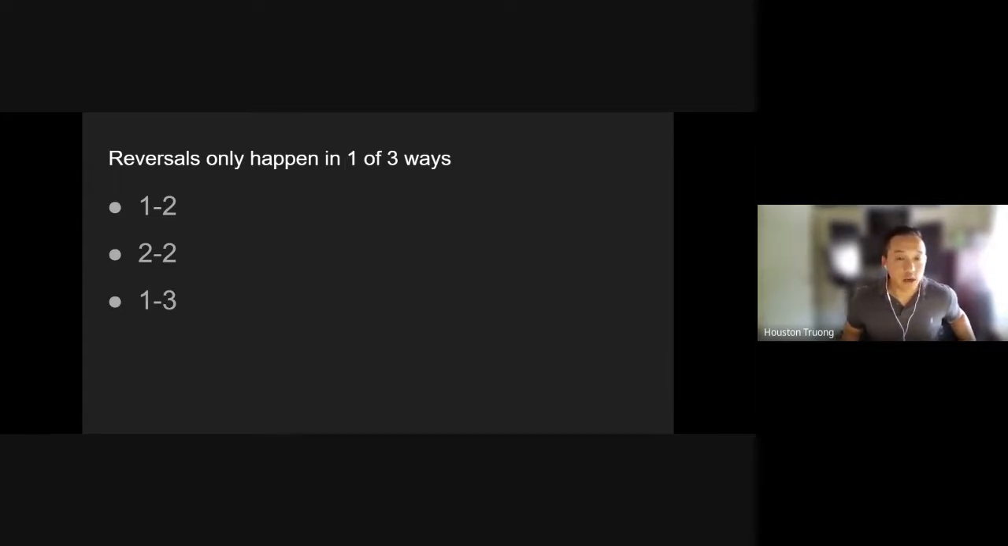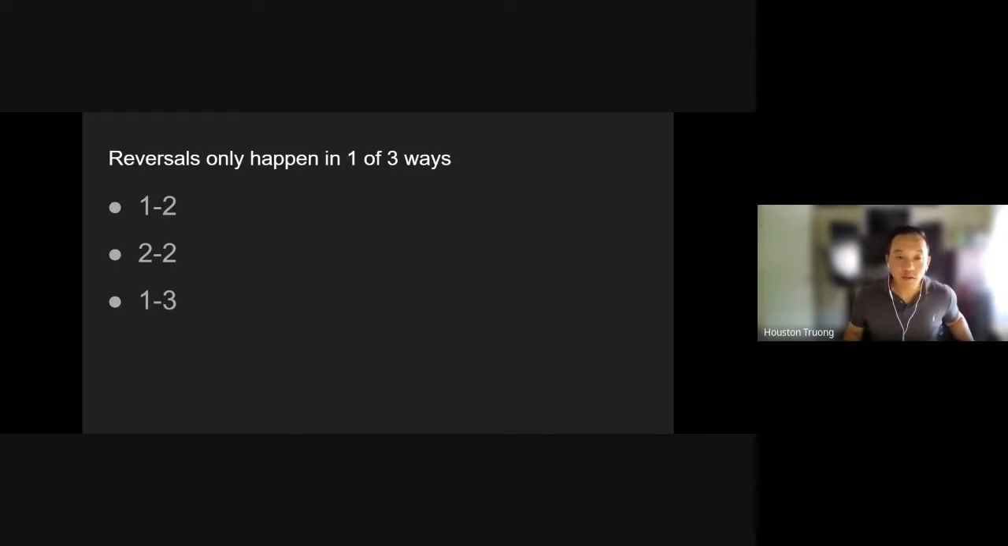So that could be 1-2 up or 1-2 down. You have a 2-2 scenario. That means the price goes 2 down, followed by a 2 up, or 2 up, 2 down. Don't worry, I'll share with you some samples in a second here. I'm just describing it now. Or price can reverse by going 1-3.